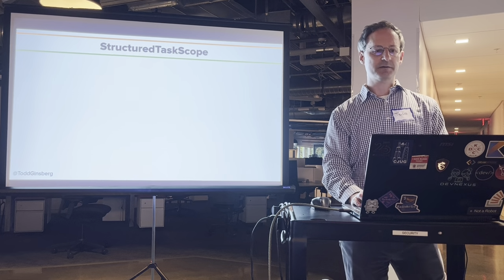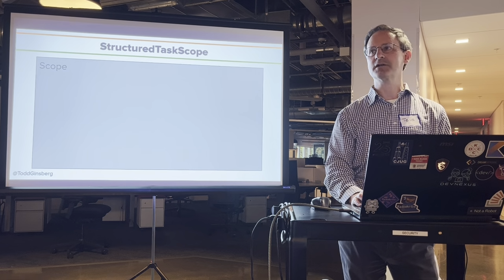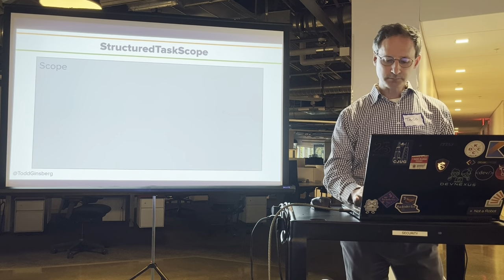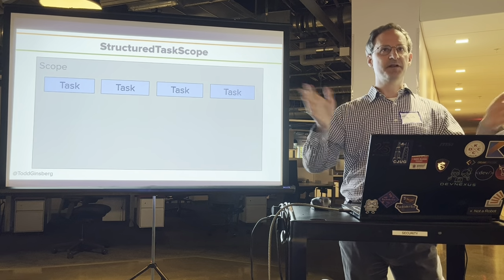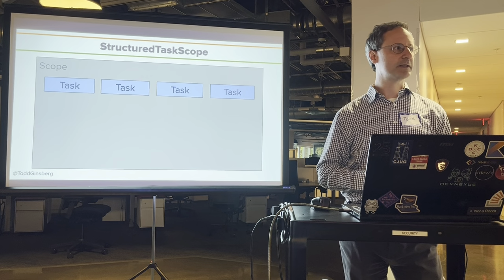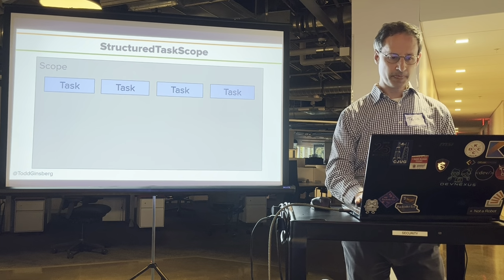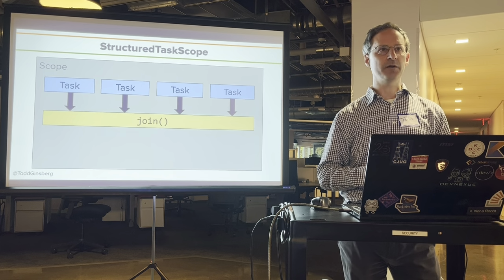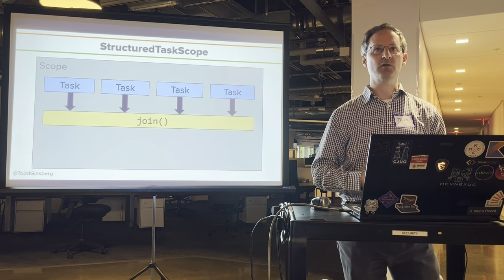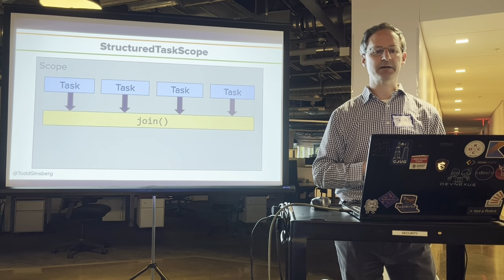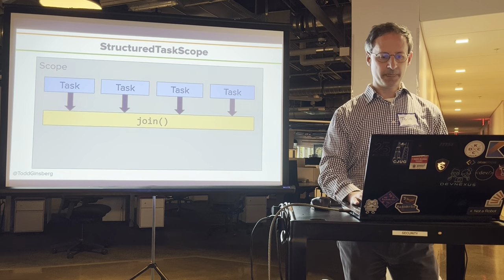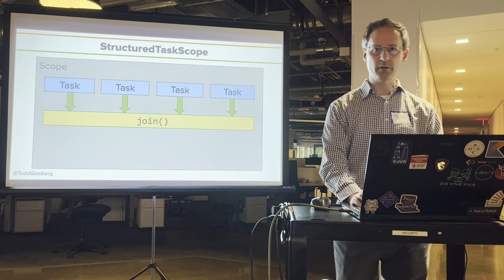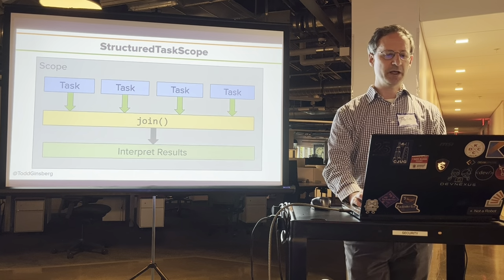So how does it do all this? We have this notion of a structured task scope. So we have this beautiful gray box that's the scope, and we submit tasks to it. And those tasks will be executed in virtual threads. And we wait for those tasks. We say we join the scope on those tasks. So wait for everything that has been submitted to that scope to finish. And then let's suppose they're all green, they all finish the way we want them to every time. And we can interpret the results.